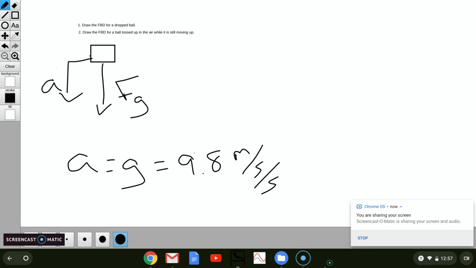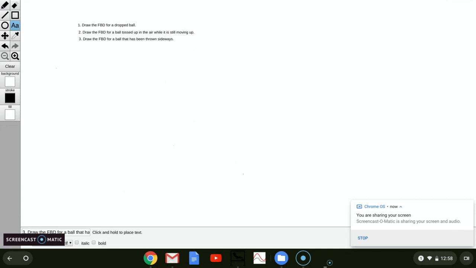Okay, so now I'm going to have you draw a third one here in just a moment. All right, so here is the third type of free body diagram I want you to do. What I want you to do now is draw the free body diagram for a ball that has been thrown sideways. So a ball that's been thrown straight horizontally, it has left whoever's hand, so it's just flying through the air horizontally. All right, go ahead and hit pause and draw the free body diagram now.